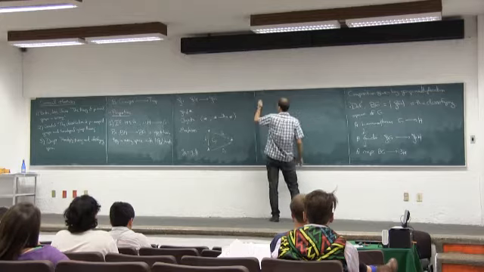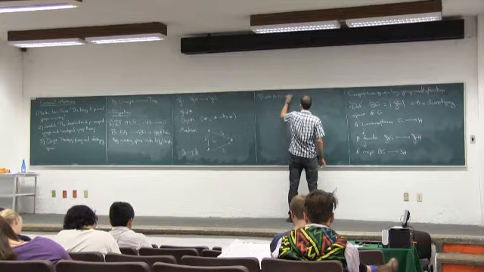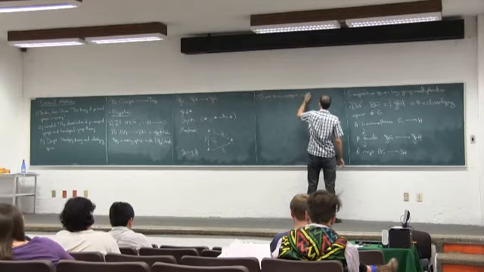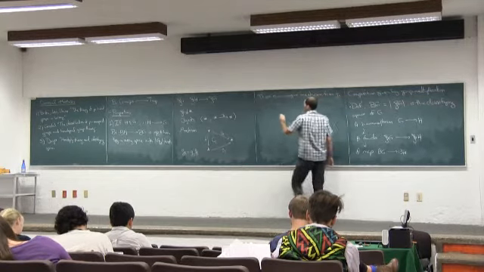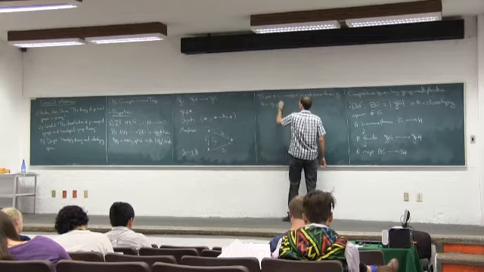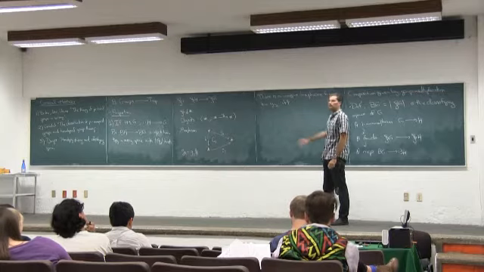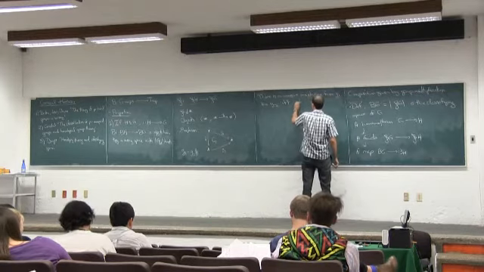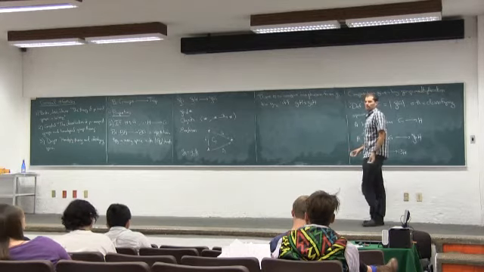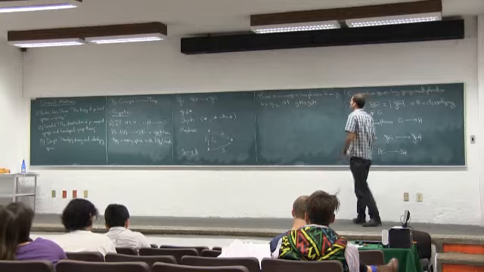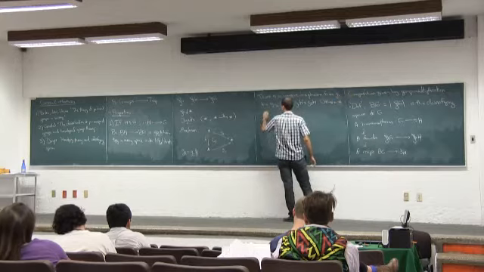So there is a unique morphism from g1 to g2 if and only if they represent the same element in G over H, if and only if g1H is equal to g2H. And otherwise, there are no morphisms.